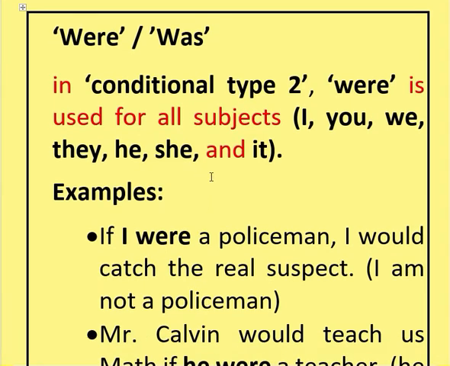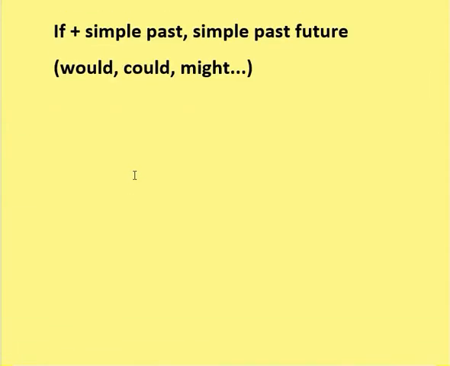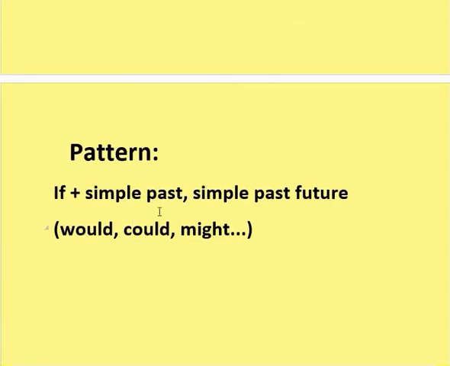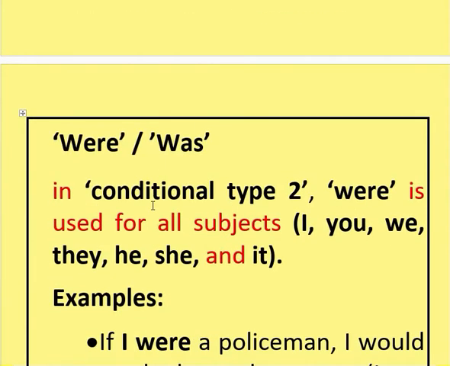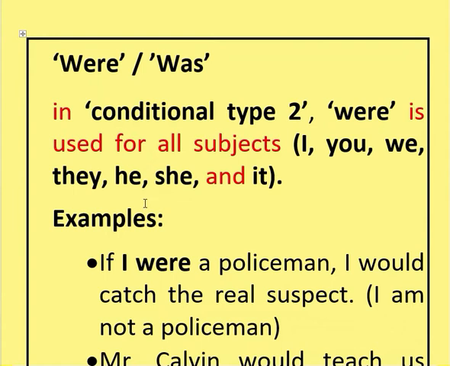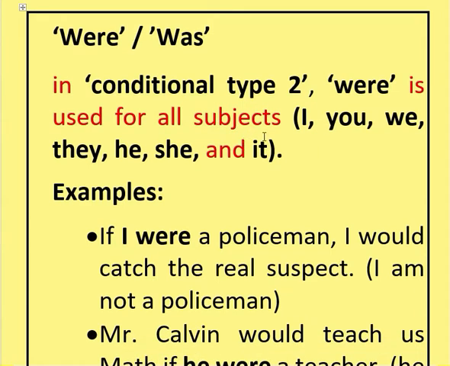You must remember that in conditional type 2, we use the formula if, simple past. There are two types of patterns for simple past. The first one is subject plus verb two plus object. And the second one is subject plus was or were plus non-verb. In this case, for conditional type 2, were is used for all subjects. It means that for all subjects, it can be I, you, we, they, he, she, and also it.